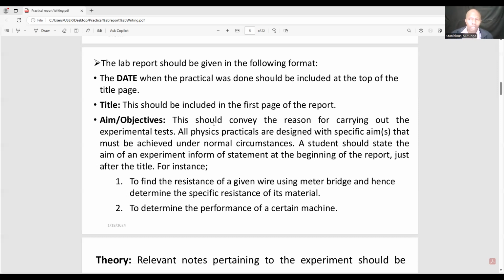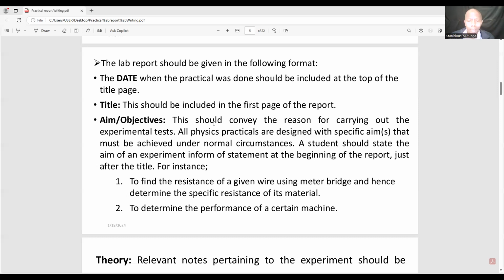Now, let's say you are presenting that objective. You're supposed to write something like, to find the resistance of a given wire. For example, if you're given a nichrome wire or a chromium wire: to find the resistance of a chromium wire using a meter bridge and hence determine its specific resistance.